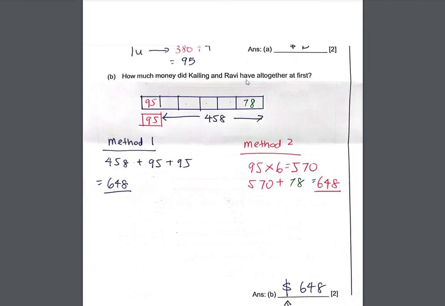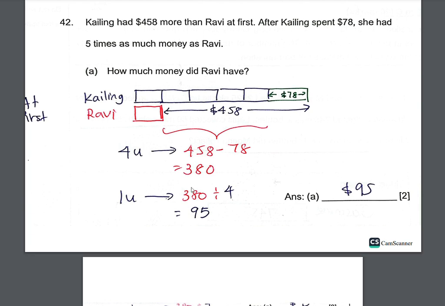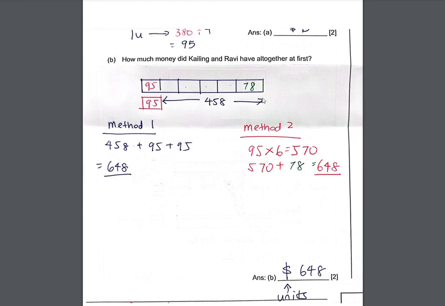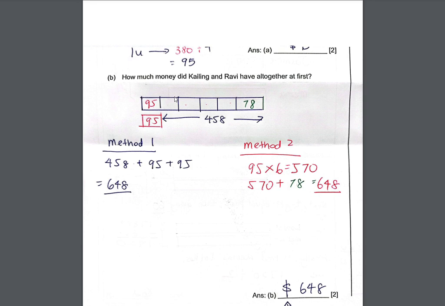Now, next one. How much money did Kailing and Ravi have together at first? So at first means, remember, this is the amount we got, 95. So every part is 95, 95, 95, 95, 95, 95. There are a few ways of doing it. You can count there, 1, 2, 3, 4, 5, 6, 95. You times 6. Then add the green color part, which is 78, and get $648.